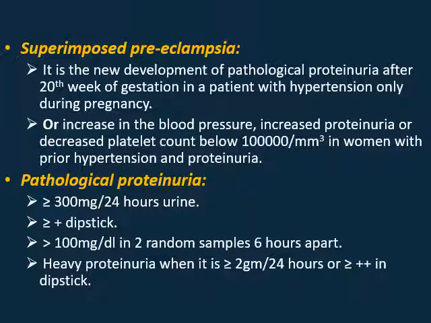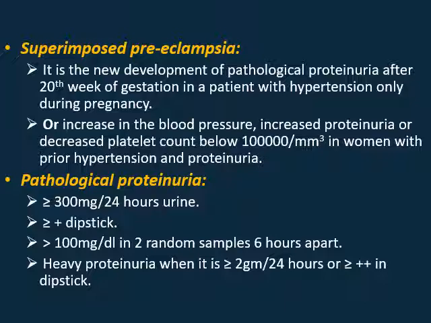Superimposed preeclampsia is the new development of pathological proteinuria after the 20th week of gestation in a patient with hypertension only during pregnancy, or it is an increase in blood pressure, increase in proteinuria, or decrease in platelet count below 100,000 per cubic millimeter in women with prior hypertension and proteinuria.